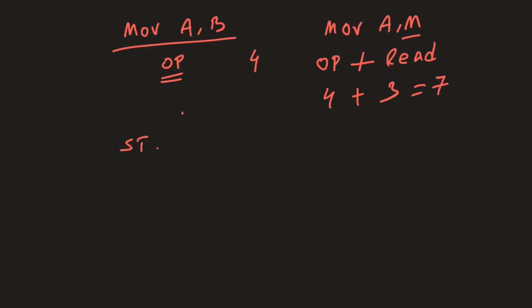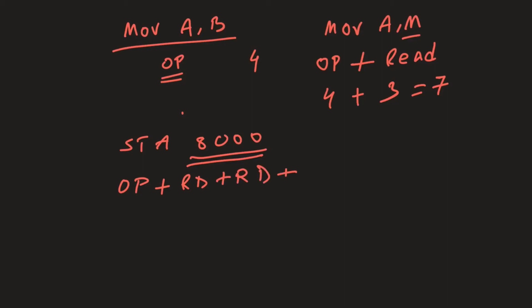For the instruction STA 8000, the first machine cycle is an opcode fetch machine cycle. Now this address is in the memory. So this address has to be transferred to the microprocessor. As this is a 16-bit address, it will require 2 read cycles. And after that, the content of the accumulator will be transferred to location 8000. So there will be one write cycle. So the total number of T states here is 13.